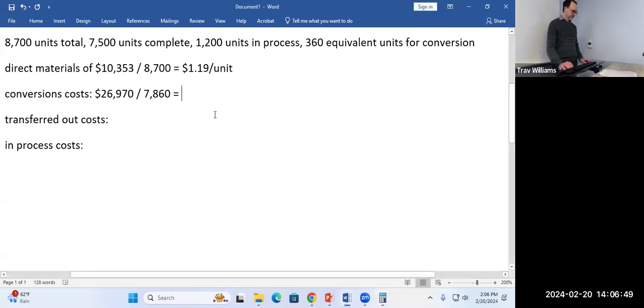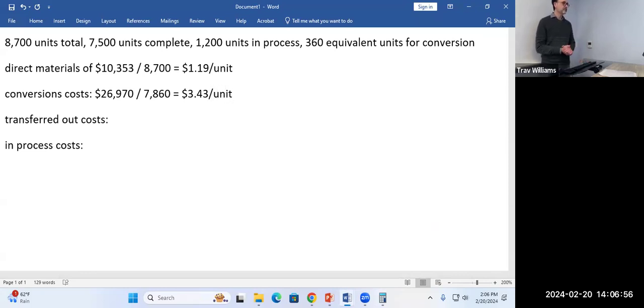So then when we divide, 3.43, does that look right? So our conversion cost came out to $3.43 per unit. Okay. Any questions there? I know that's the tricky part, but anything need clarification?